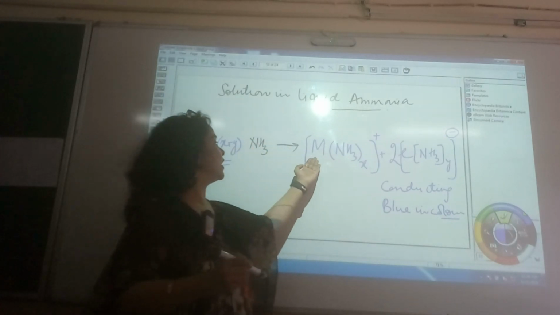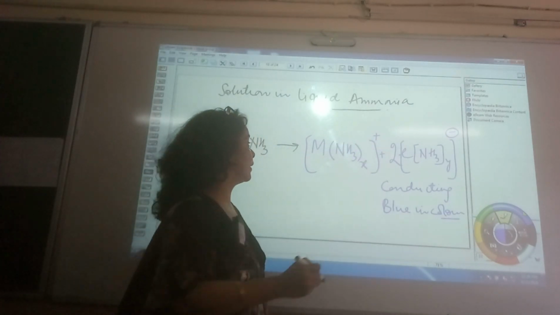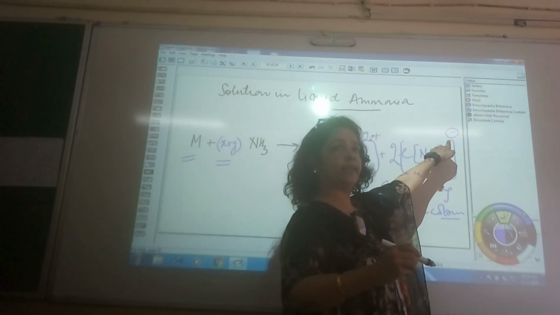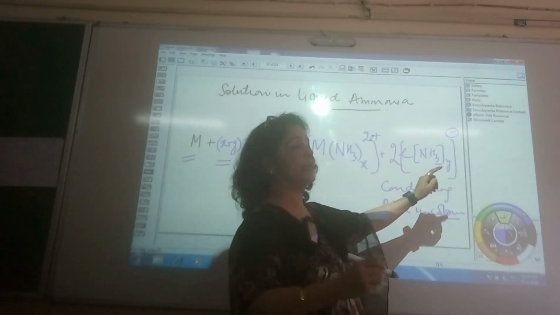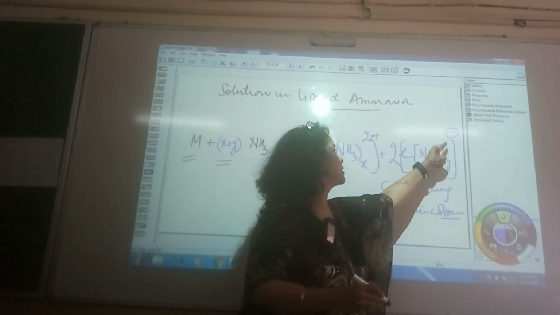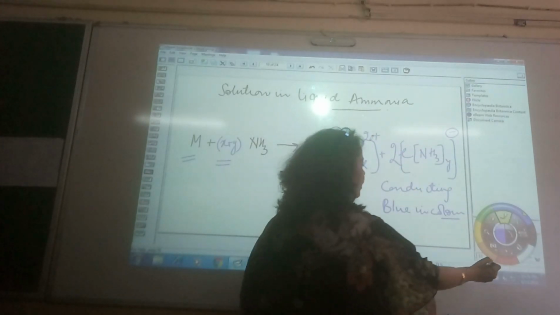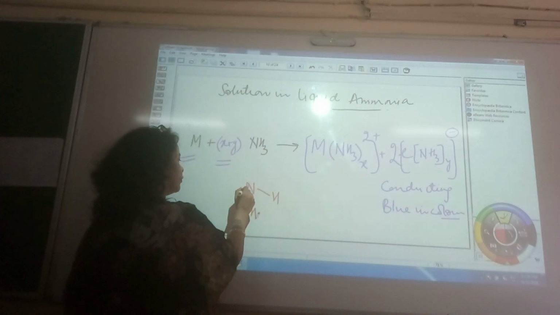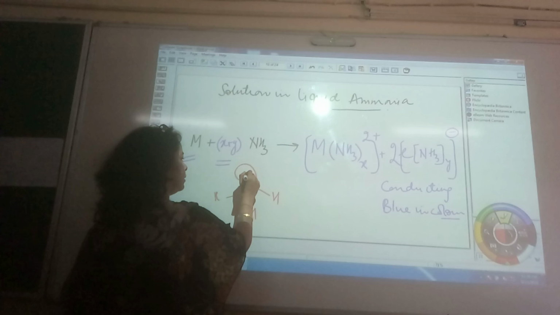Your metal will change into a metallic ion, that ion with 2 positive charges, and your electron would have a negative charge. There will be 2 such electrons liberated. Each, the metal ion as well as the electron, will be surrounded by a large number of ammonia molecules owing to its polar nature. The structure of ammonia molecule is like this with the lone pair.